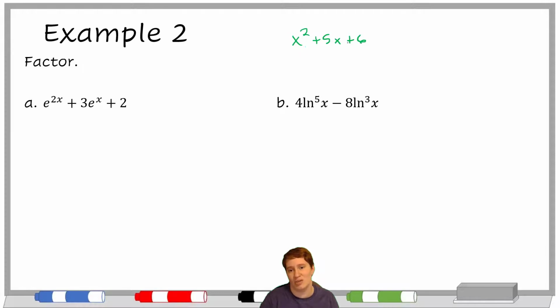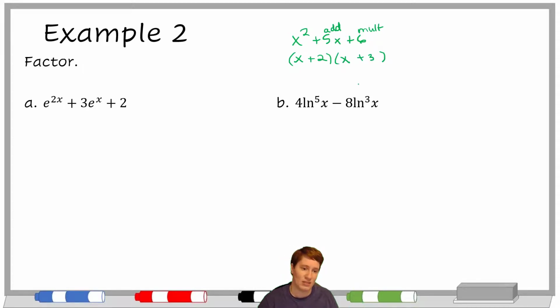So let me remind you, x squared plus 5x plus 6 splits into two parentheses. You ask yourself, what multiplies to get 6 and adds to get 5? What two numbers do that? That would be 2 times 3. So this factors into (x plus 2) and (x plus 3).